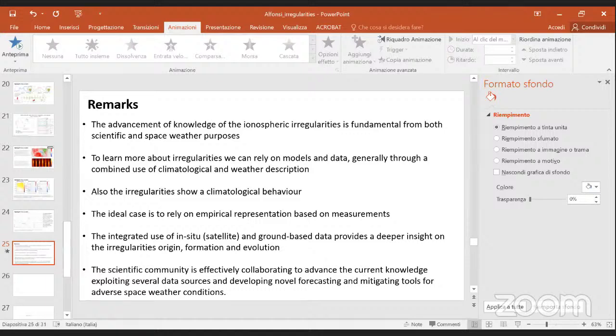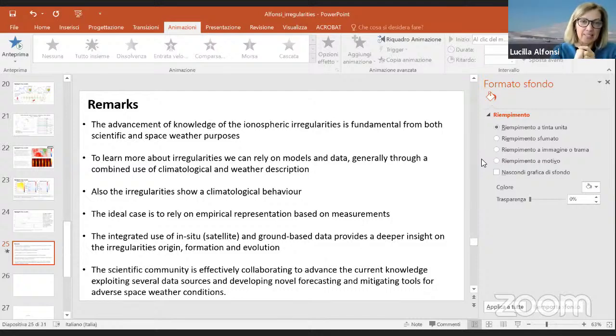Hello, thank you for such a nice presentation. I have this more for curiosity. I'm not an expert on the ionosphere subject, but for how long would these irregularities stay in the ionosphere after the geomagnetic storm?